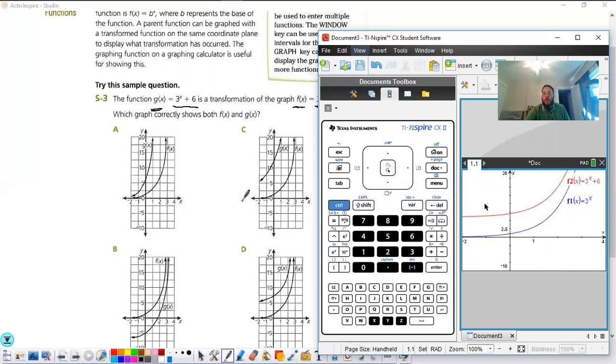So now if we hit OK, we have the same exact graph that they have here. So if we're looking, the one that is the closest to the ones that we have here on our calculator is actually going to be choice D here. All right, so D.